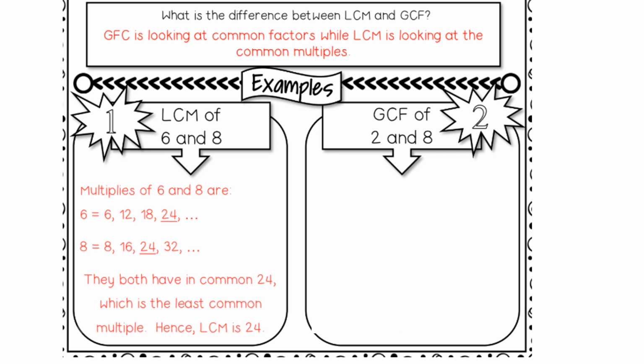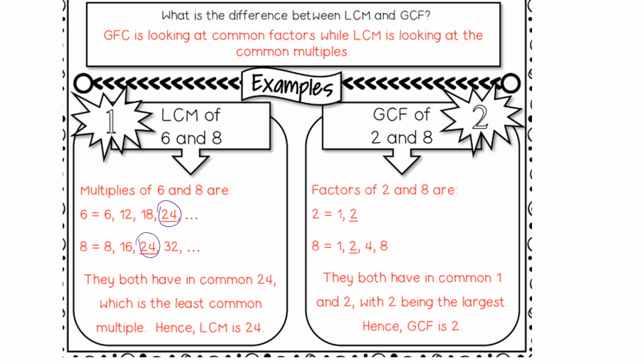So the LCM, one way of looking at this is multiples of 6 are these numbers, 6 times 1, and 6 times 2, 6 times 3, and so on. But this 24 is pretty important because 24 shows up in the multiples of 8 as well. They have the common multiple of 24, and it's the smallest of the common multiples, so that's the LCM, the least common multiple.